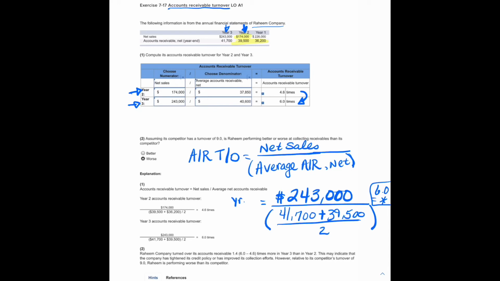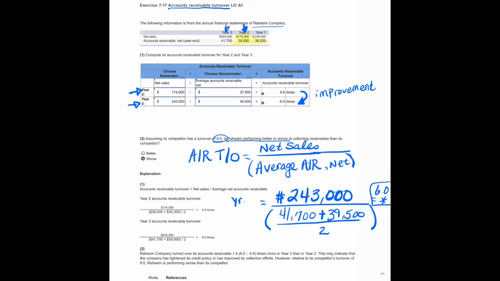Is this an improvement or is this worse? This is an improvement. So be careful when you answer the next part of this question that asks you if they're doing better or worse. Because if you just look at the change, your answer would say they are doing better. But the question does not ask you it in that manner. Instead, what it says is, assuming its competitor has a turnover of 9, is Raheem performing better or worse than their competitor at collecting receivables?